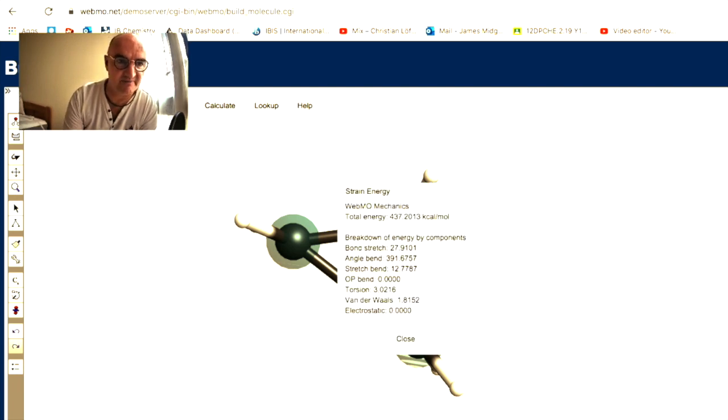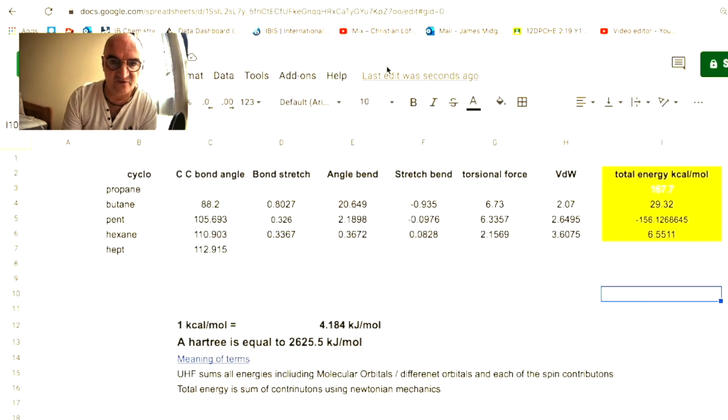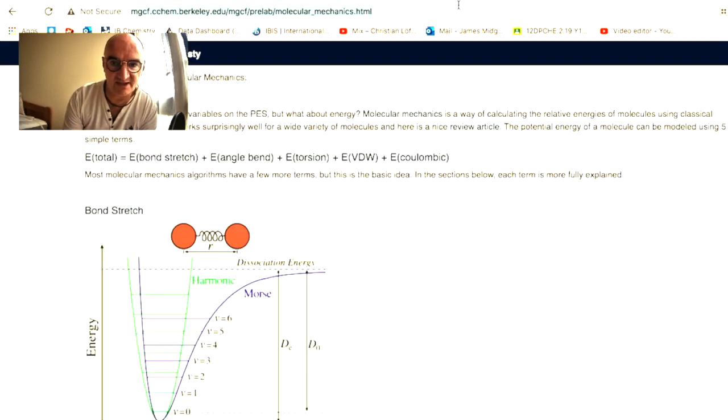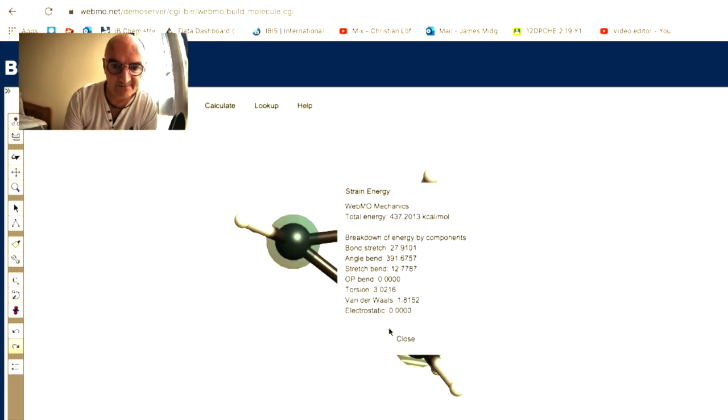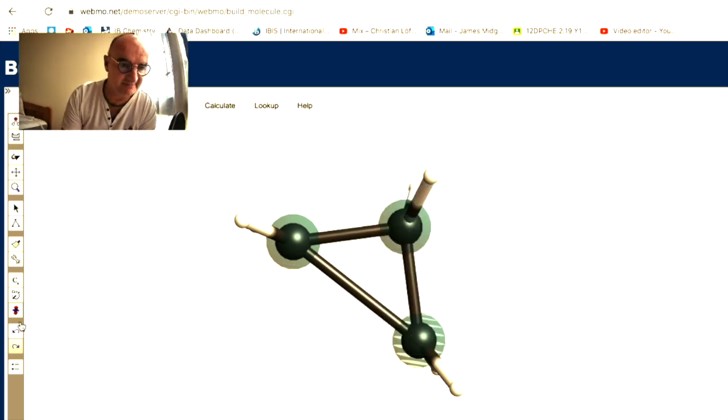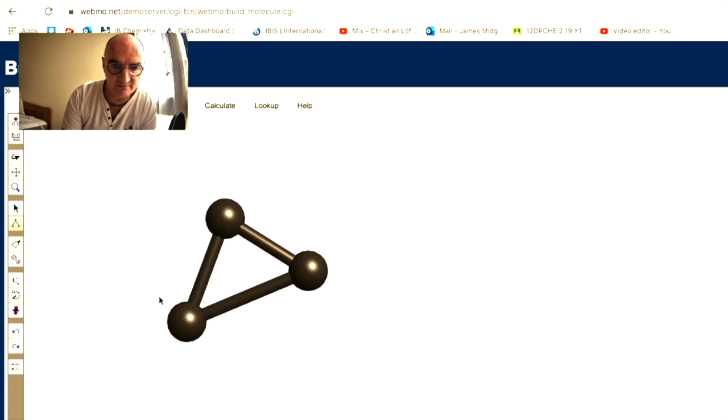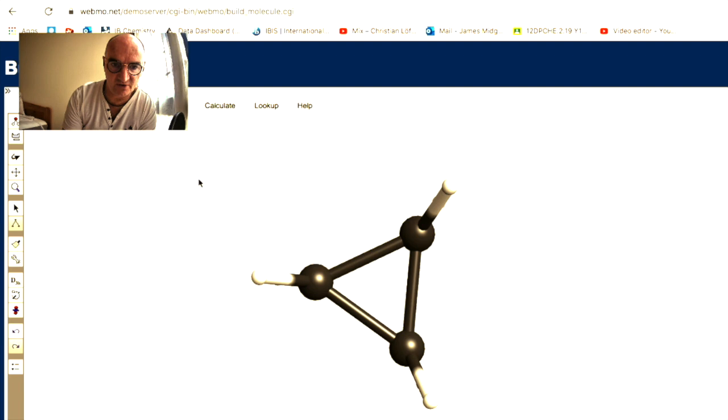437 kilocalories per mole. 1 kilocalorie is 4 kilojoules, so that's going to be, where are we? 437 times 4, 1600, so 1,600,000 joules per mole, or 1,600 kilojoules per mole. Let's take that away. Back to our beginning. Clean up. Comprehensive mechanics. Okay.